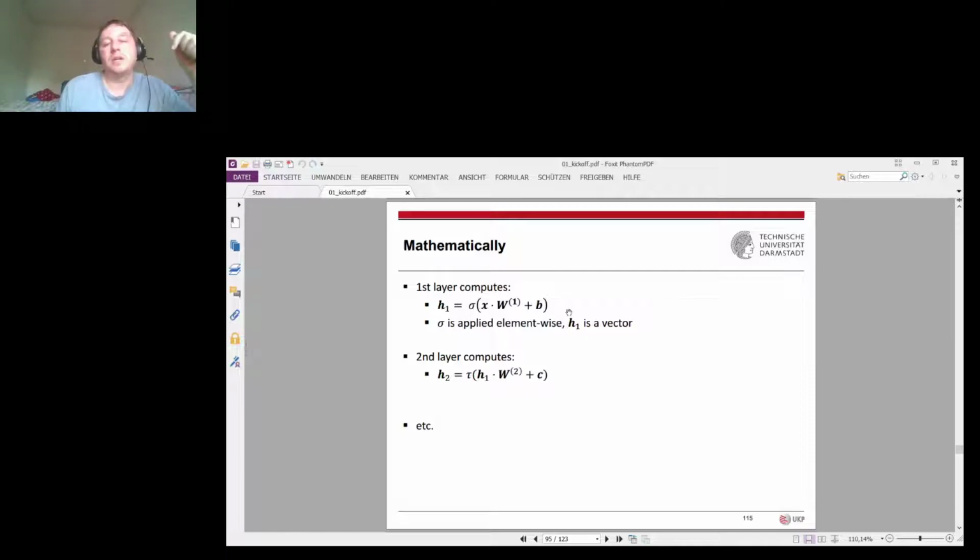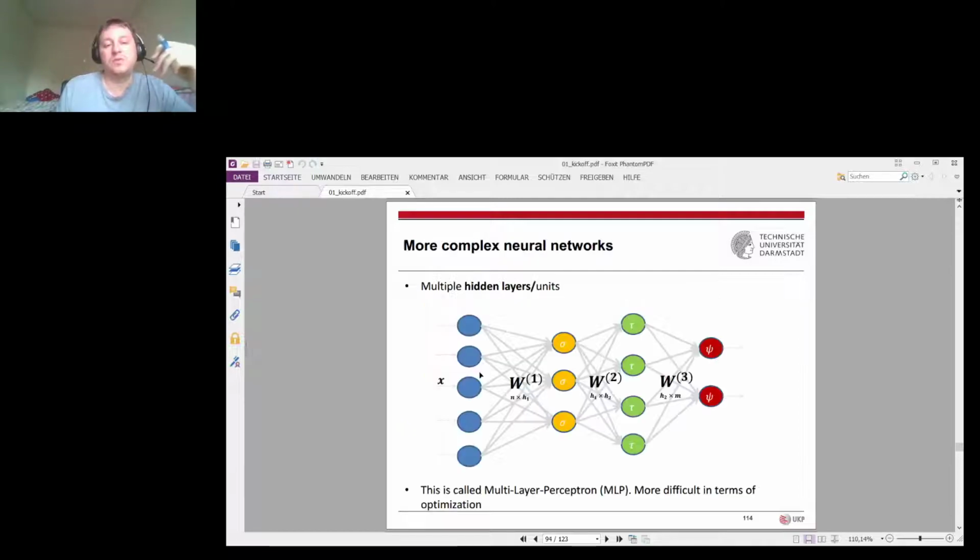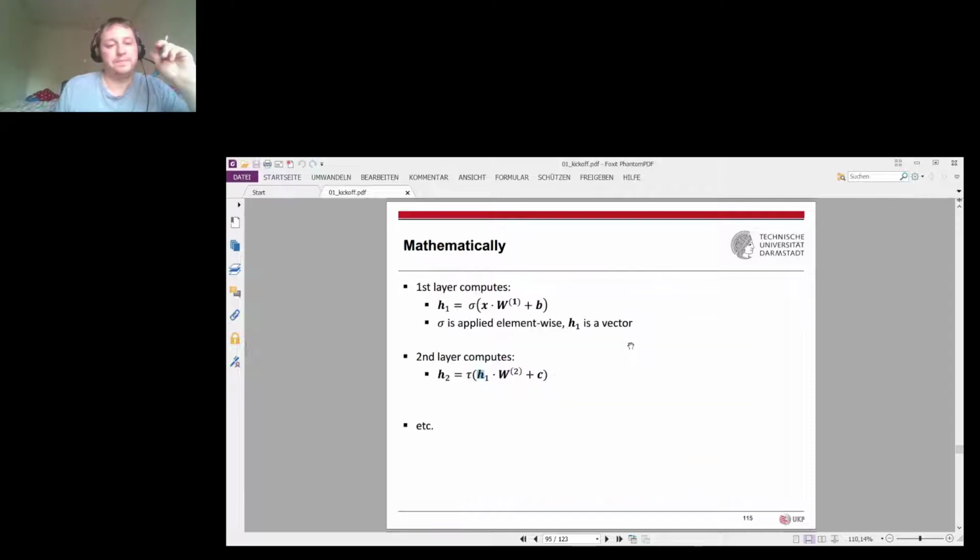And then we get a vector out of that, we put a nonlinearity on top of the vector, and we get the activation of the first hidden layer, right? And this nonlinearity is applied element-wise on the vector. And the second layer computes exactly the same. So it again has a weight matrix and a bias vector, but it takes as input the output of the first layer. So basically, the output of here goes into that next layer.